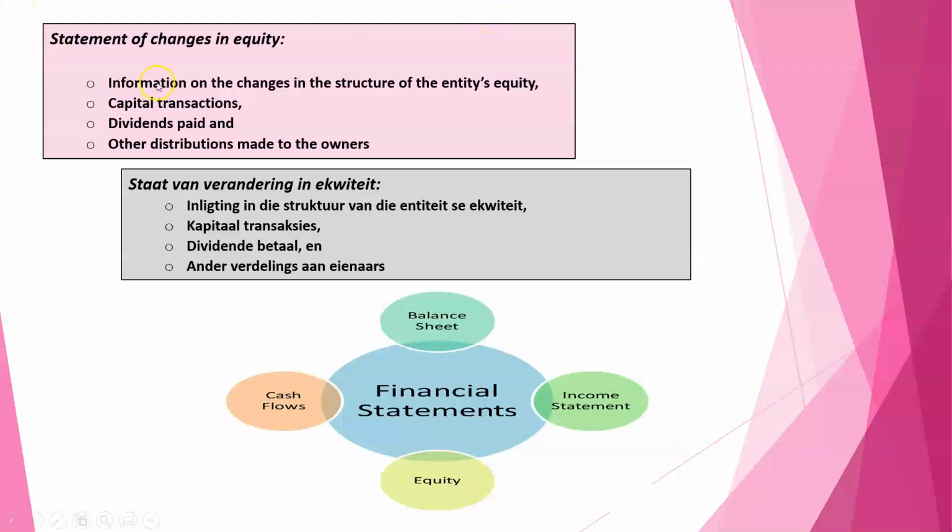So that's capital transactions. Dividends is a distribution of profits to the shareholders of a company. But what is distribution to the owners of a sole proprietor? Guys, that is nothing else than withdrawals. And then any other distributions made to the owners.